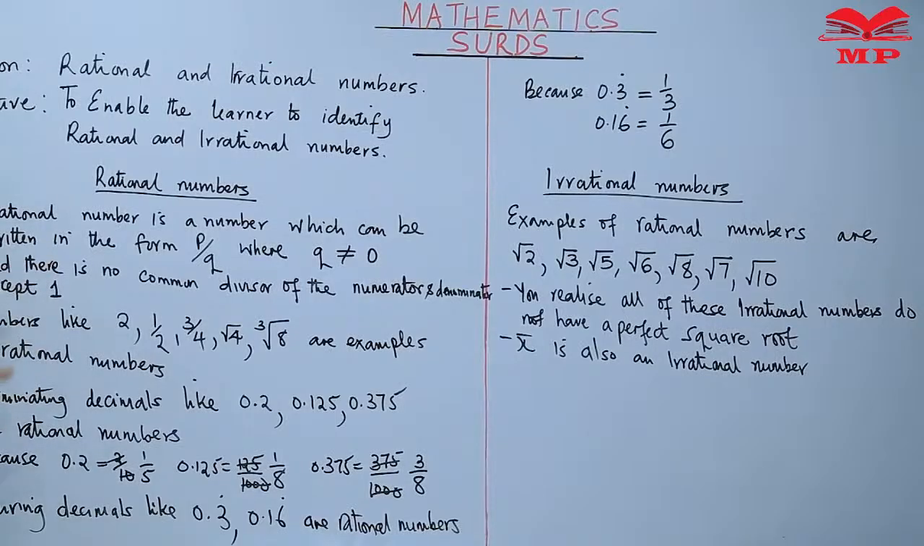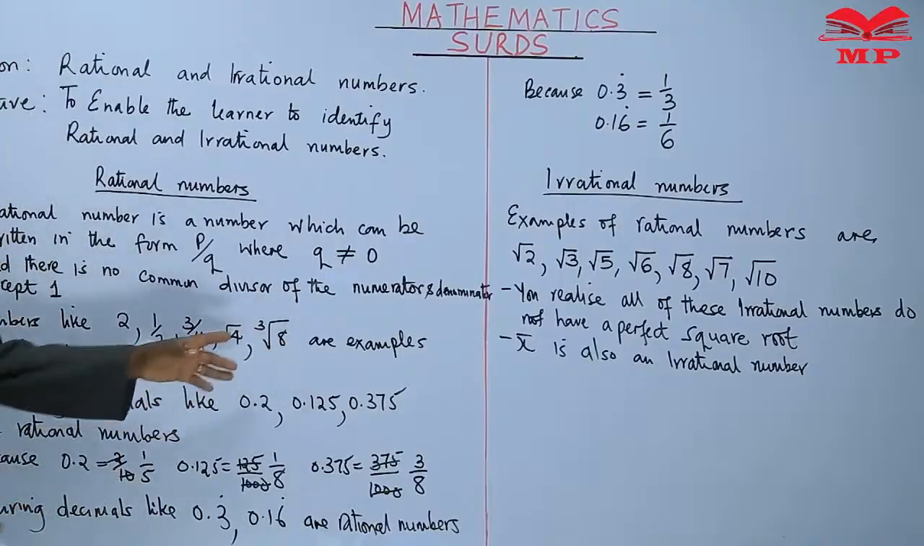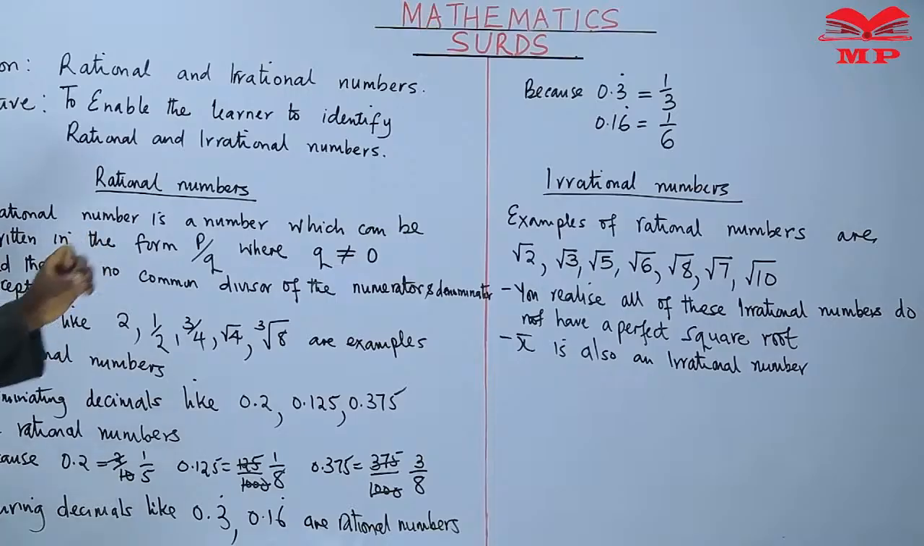So just a recap of what we've done, what a rational number would be. A rational number can be expressed in terms of P and Q, where Q is not 0, and there is no common divisor of the numerator and the denominator except 1. And I've given examples where we had the root form like cube root, it was perfect. But now we also included the terminating decimals and recurring decimals.